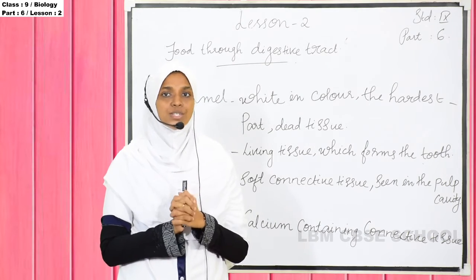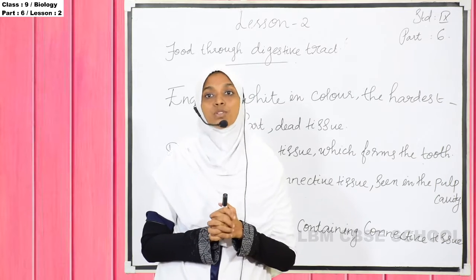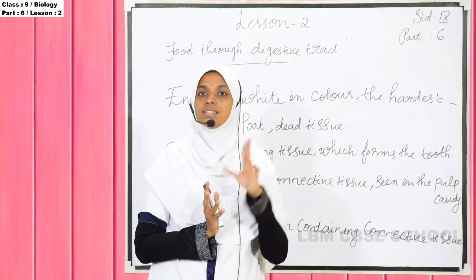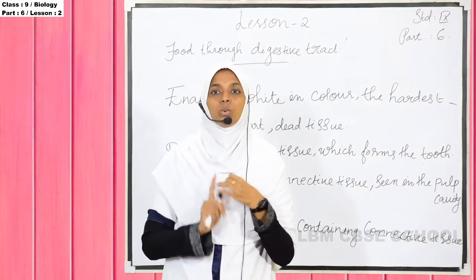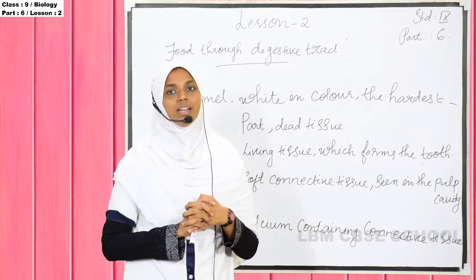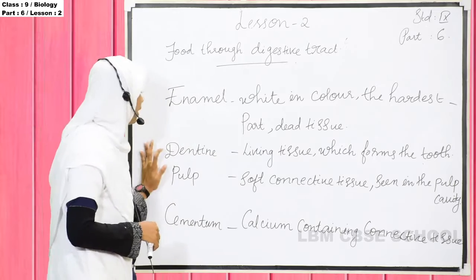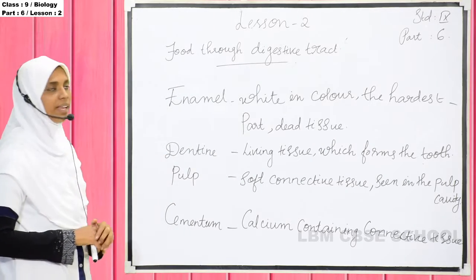So in the last section we discussed the different types of teeth and the different parts. Each tooth has three parts: crown, neck and root. The main substances are enamel, dentine, pulp and cement.